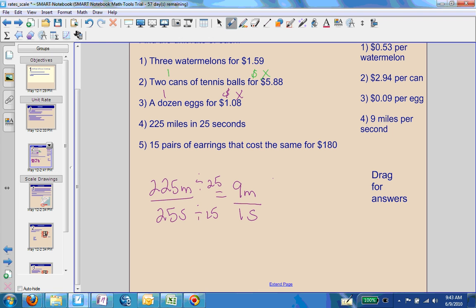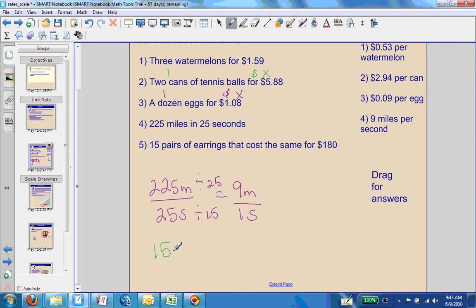Number 5, we have 15 pairs of earrings, and they cost $180 all together, and each pair of earrings costs the same amount. So we want to figure out how much one pair of earrings costs.